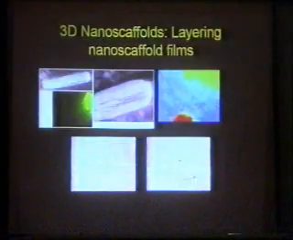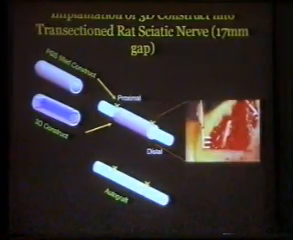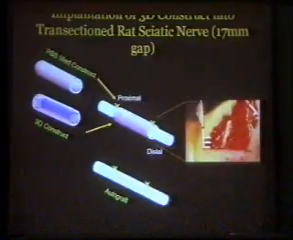So we took these things and we created a gap of 17 millimeters across. The 17 millimeters is a really challenging gap in a rat sciatic nerve. You pretty much have no more room when you do surgeries, and you get 0% regeneration. I'll show you that data.